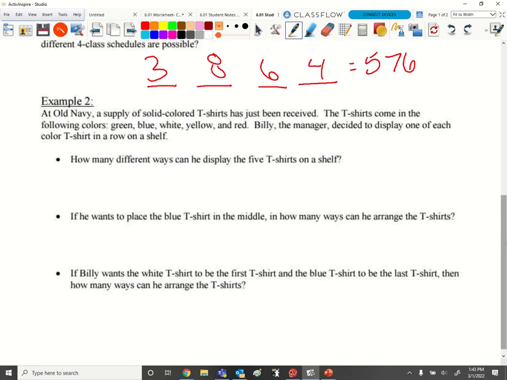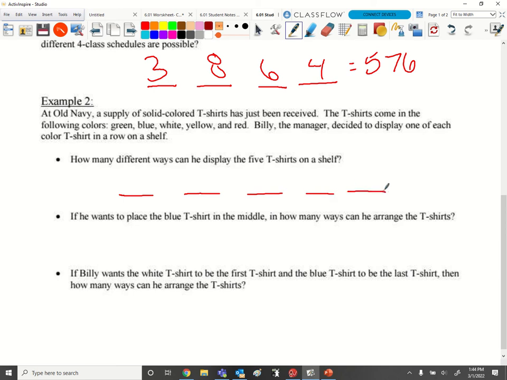Yes. All right, example 2. At Old Navy, a supply of solid color t-shirts have just been received. The t-shirts come in the following colors: green, blue, white, yellow, and red. Billy, the manager, decided to display one of each color t-shirt in a row on a shelf. All right, first, how many do I have here? 5. I have 5, right? Okay, so let's start with 5 dashes. 1, 2, 3, 4, 5.